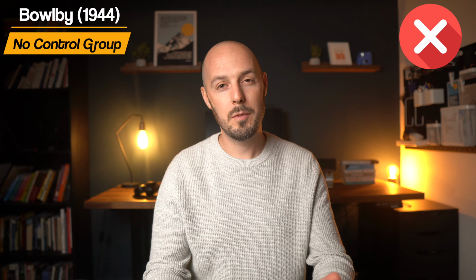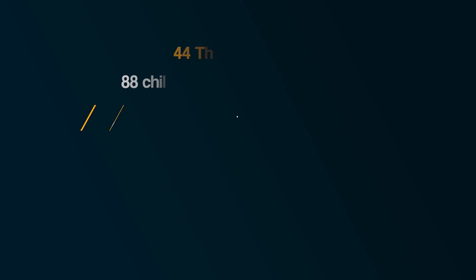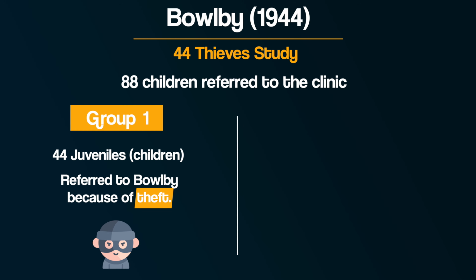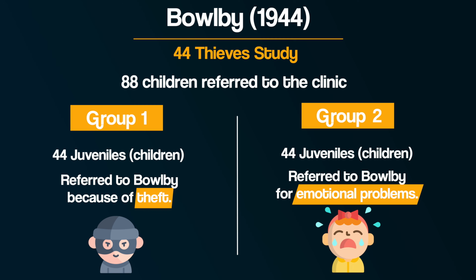So firstly, Bowlby's 1944 study into the juvenile thieves was lacking a control group. You may remember that there were two groups. Group 1 were the 44 juvenile thieves, and Group 2 were 44 other juveniles who had been referred to his clinic for emotional problems but had not committed theft. But there was no control group, no group who weren't referred to Bowlby's clinic for any issues at all.